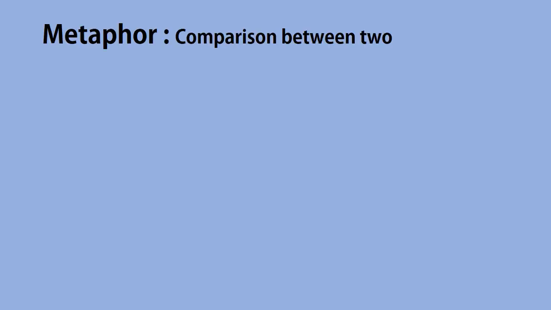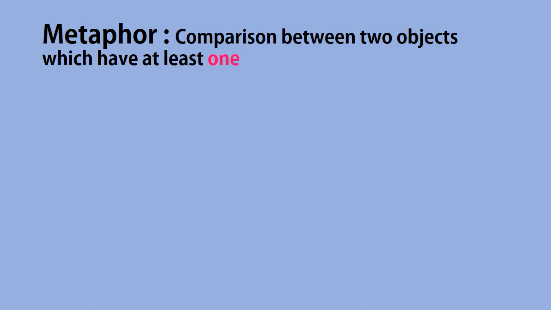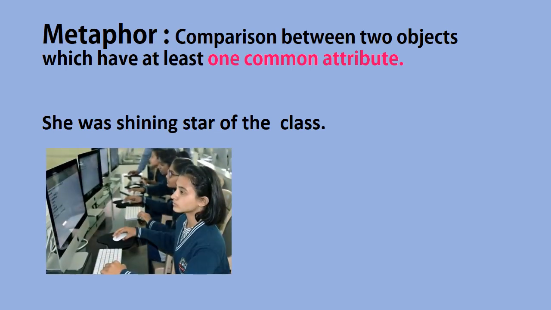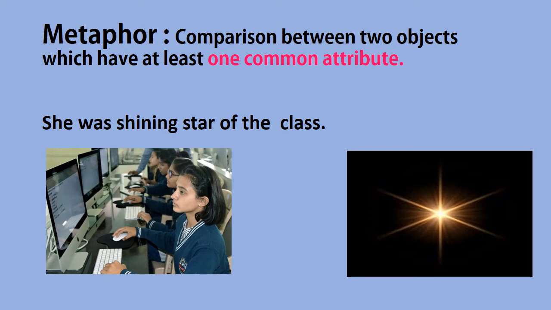The next type is metaphor, wherein comparison between two objects which have at least one common attribute is done. But here we are not using the words like, as or so to show the comparison. As in the example, she was shining star of the class. What are we doing? We are comparing this girl with a shining star. That means she is bright like a star. The brightness is the common attribute there.